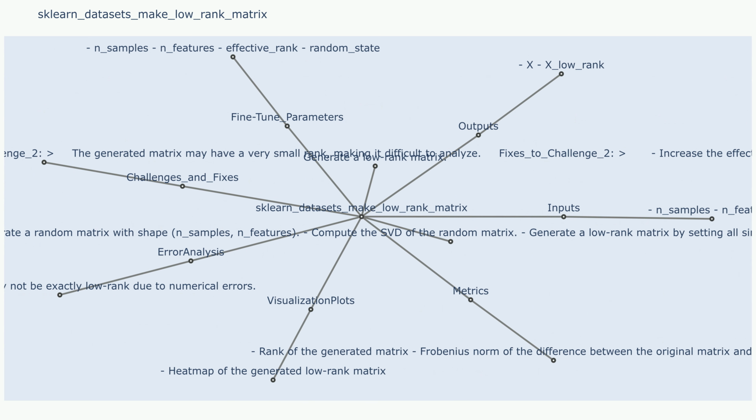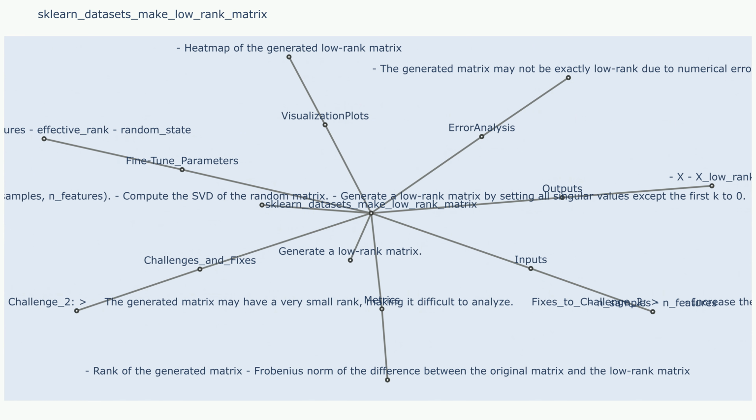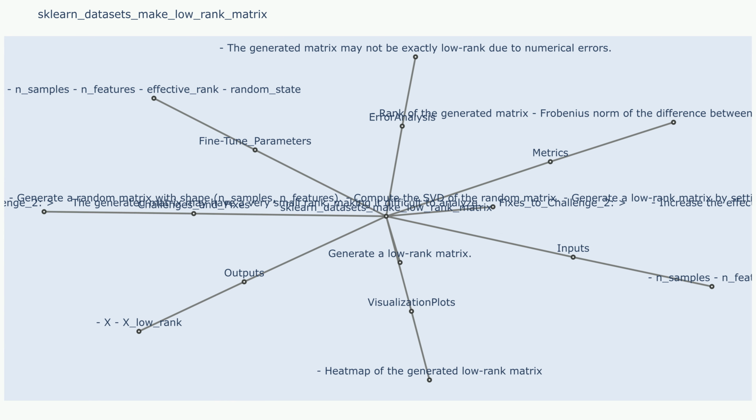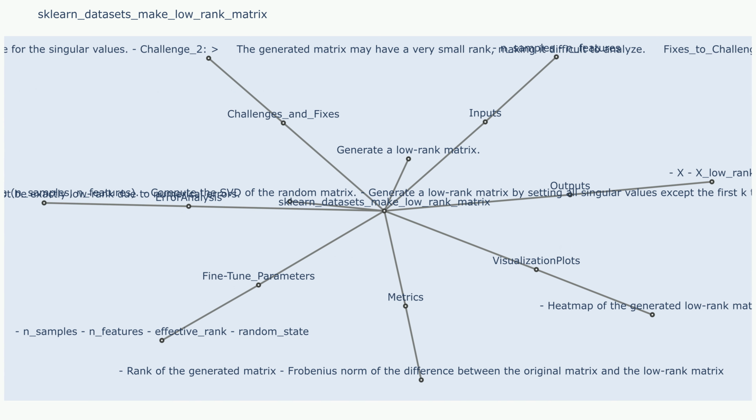Fine-tune parameters. Effective rank, adjust the desired rank to control the complexity of the generated matrix. Higher values result in more complex and potentially noisy data. Random state, a seed for the random number generator, ensuring reproducibility of the results. Uncertainty methods. Bootstrap, generate multiple low-rank matrices with the same parameters and observe the variation in the generated data to estimate uncertainty. Monte Carlo simulation, simulate different values for the input parameters, such as effective rank, and measure the impact on the resulting matrix.